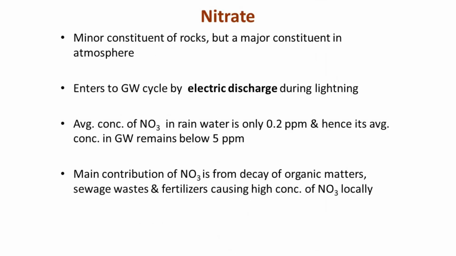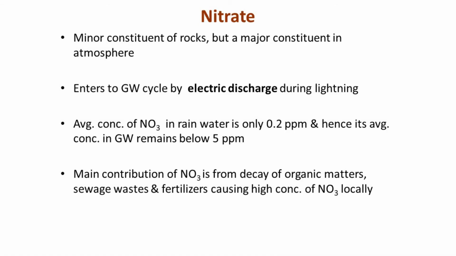Another parameter of significance present in groundwater is nitrate. This is a minor constituent of rocks, but a major constituent in the atmosphere. It enters the groundwater cycle by the electric discharge during lightning in the sky. The average concentration of nitrate in rainwater is only 0.2 ppm, and hence its average concentration in groundwater remains below 5 ppm. So, the main contribution of nitrate comes from decay of organic matter, sewage wastes, and use of fertilizers.